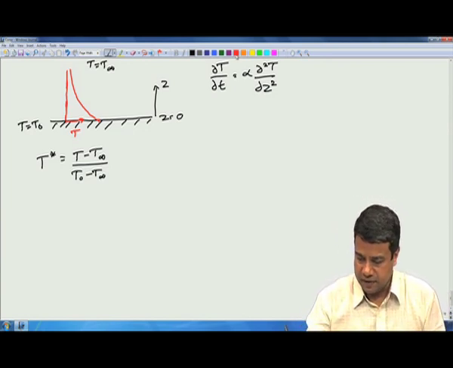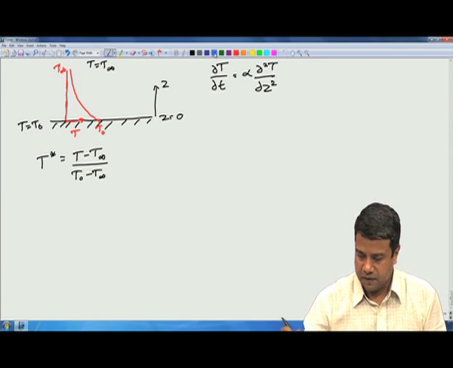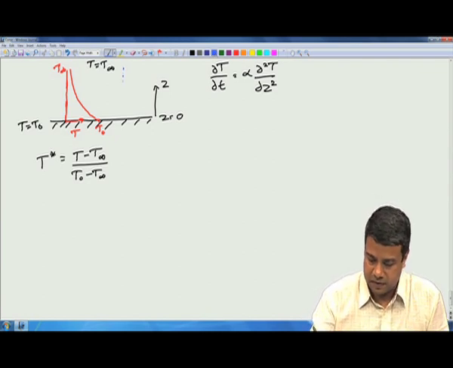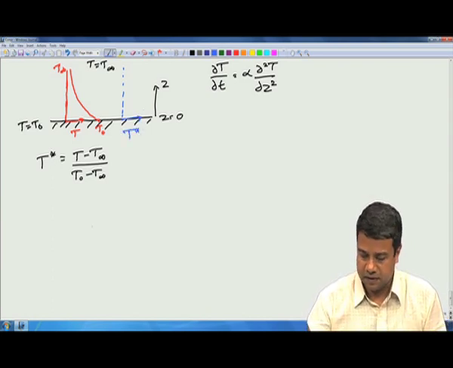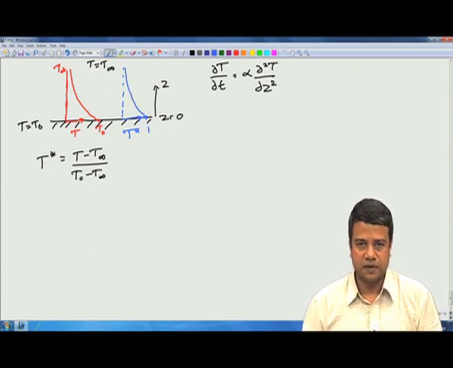So, in this picture I have T naught here and T infinity here. If I were to plot the scaled temperature, you can see that far away it is equal to 0. At the surface itself, T is equal to T naught and the scaled temperature is equal to 1. So, if I plot T star instead of T, it goes from approximately 1 to 0 far away. I am just scaling the temperature, that is all.